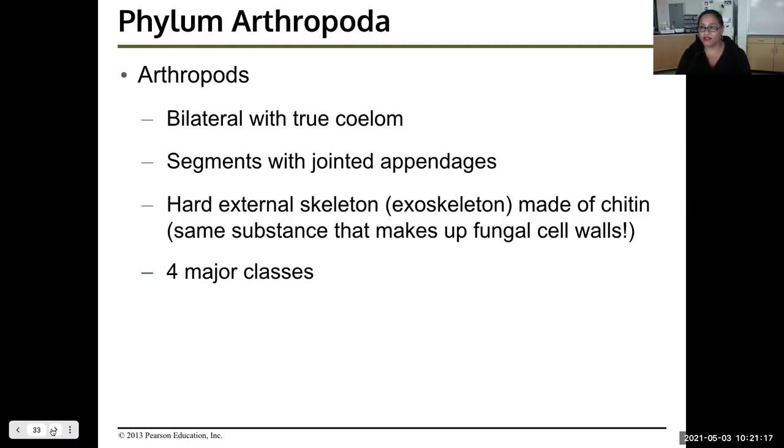And arthropods are so widespread that we are also going to talk about four major classes of arthropods. So we have the domain, Eukarya, the kingdom is Animalia, the phylum is Arthropoda. For arthropods, we are now going to talk about four different major classes.